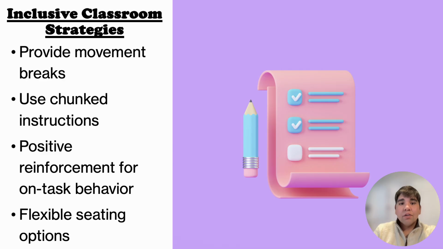Effective strategies include providing movement breaks, using chunked instructions, and reinforcing on-task behavior with positive feedback. Flexible seating options like wiggle cushions or standing desks can help students manage energy. Collaboration with families and specialists ensures consistency and success.